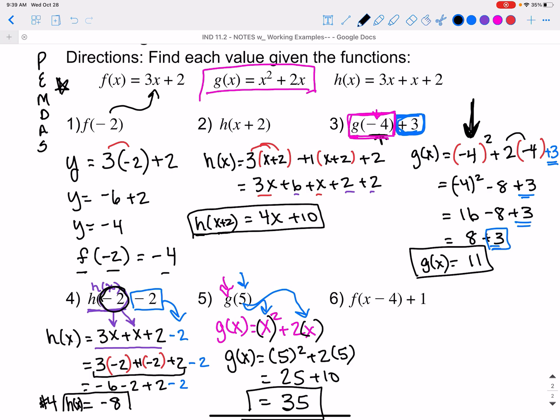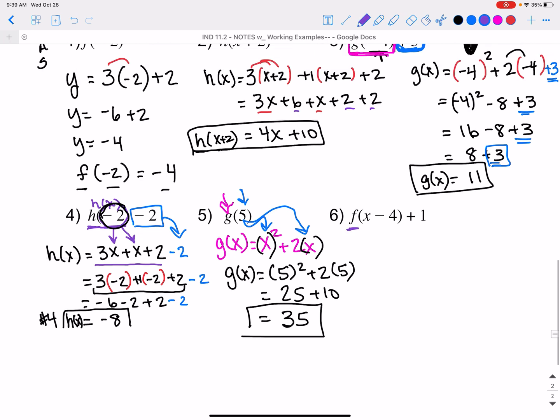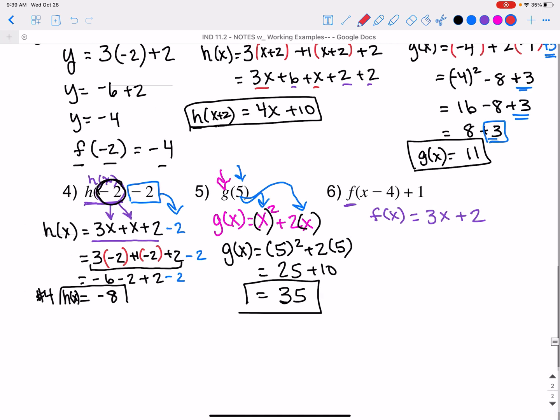So that would just be my final answer. All right, last but not least, we've got an f function. So this tells me I'm going to go up here and find my f function. Well, right here is my f function. I'm going to rewrite it down here so I have it. So I've got f of x equals 3x plus 2. That's my function. All right, so I've rewritten my function so I have it.